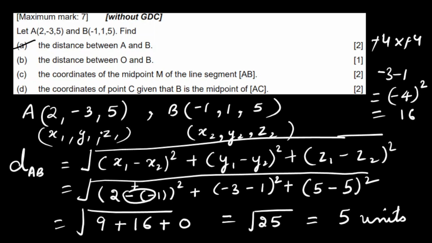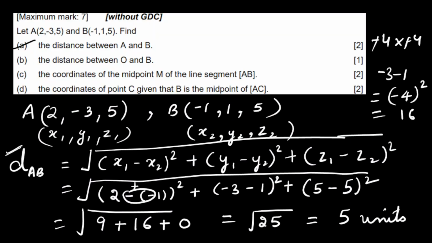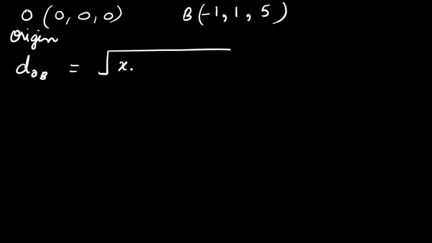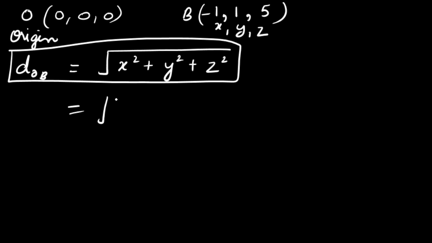So no need of this distance formula. This is the distance between 2 points. If we have to find the distance between origin and any other point, we can use the formula square root of x square plus y square plus z square. So here the coordinates of the point B we can consider as x, y, z. So this is a direct formula we can use to find the distance between origin and any other point.